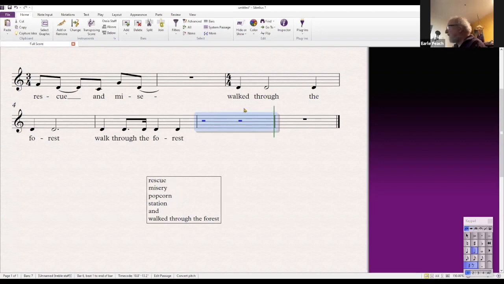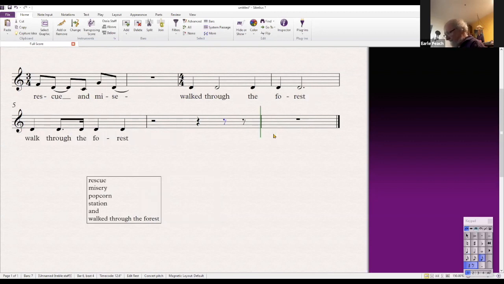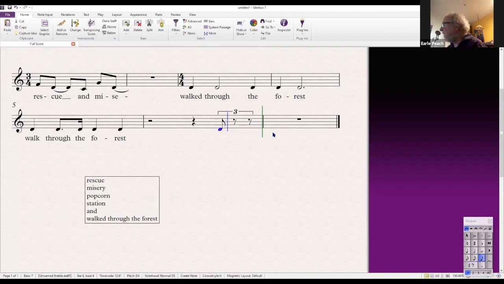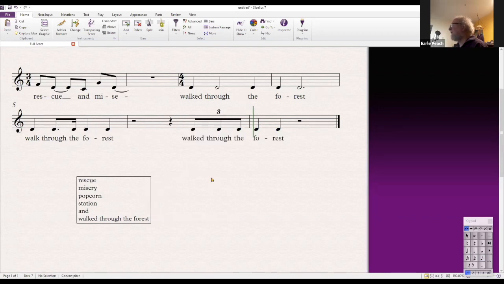Walk through, it sounds like a triplet. So I'm going to write that. The triplet lasts 1 quarter note. So I'm going to make it triplet eighths, and followed by quarter notes. So it's 1, 2, 3. Walk through the forest. Walk through the forest. You know what? If it's going to be like that, I think you should take the -ed off the end because you don't really have time to pronounce it. Walk through the forest. Does that make sense to you, Sebastian?